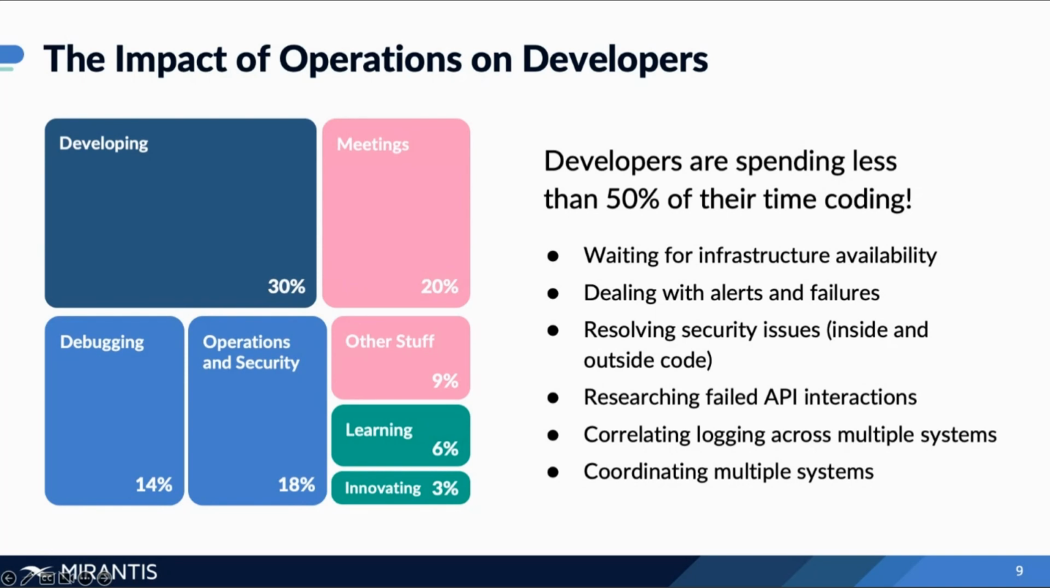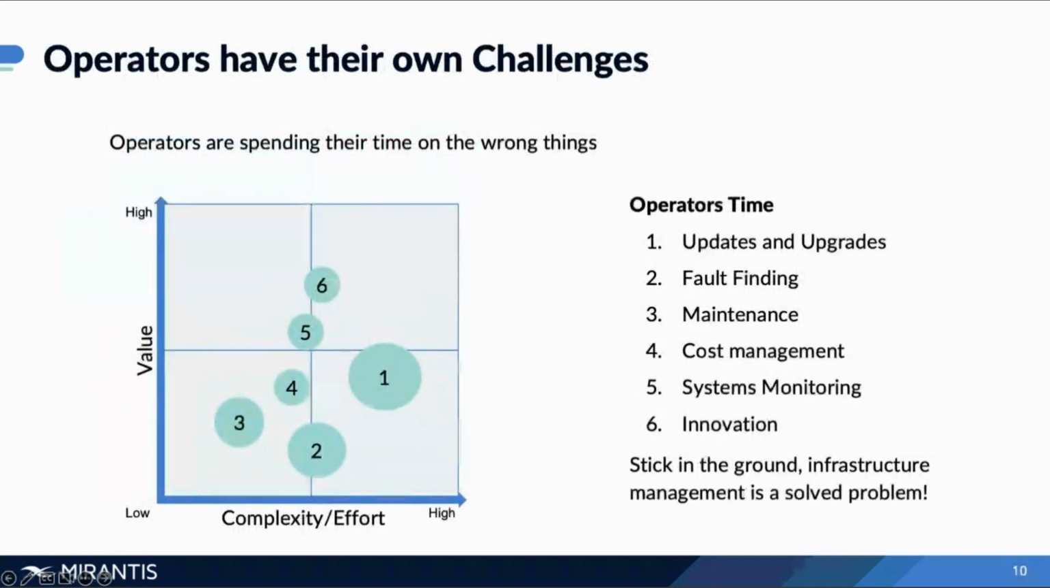And on the operations side, though, the story is actually quite similar. So if you look at operations, we have these 6 top activities for operators, and you look at the complexity and effort versus value graph that we have on the axis.